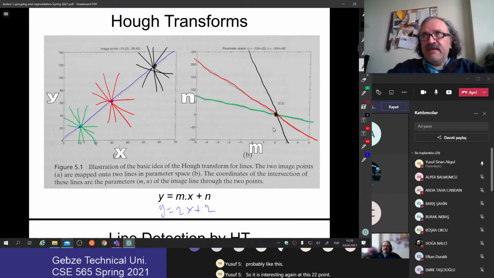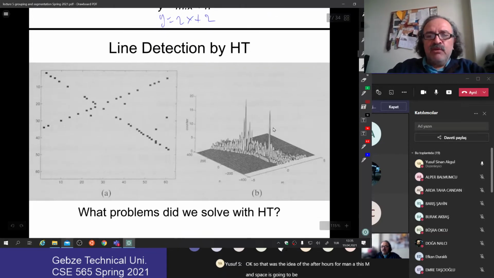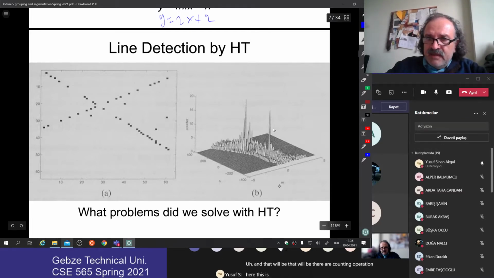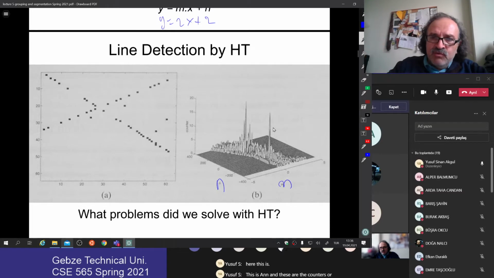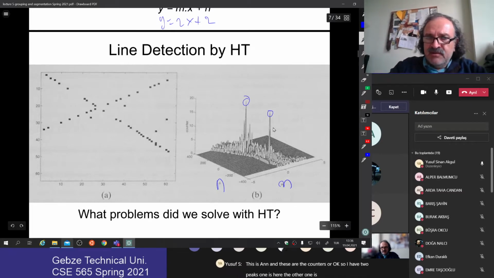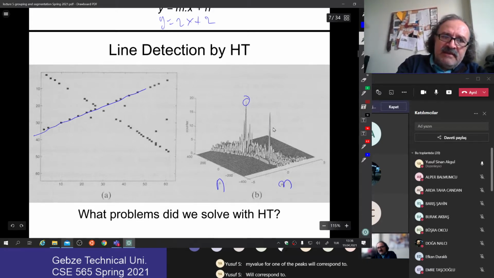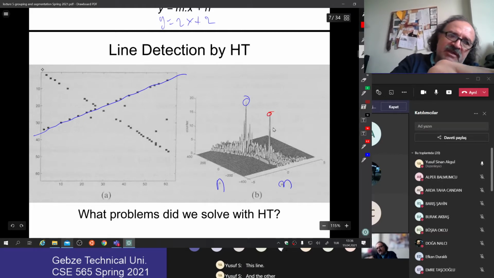So that was the idea of the Hough transform, and this mn space is going to be an accumulator space. Whenever we are doing this line drawing, we are actually incrementing the counters of that line, and that will be our counting operation. Here, this is m, this is n, and these are the counters. So I have two peaks. One is here, the other one is there. The mn value for one of the peaks will correspond to this line, and the other peak will correspond to this line.